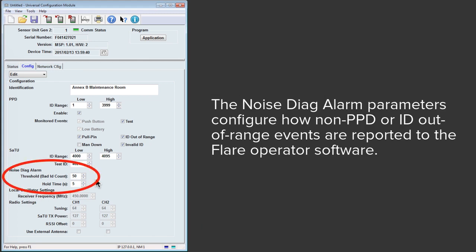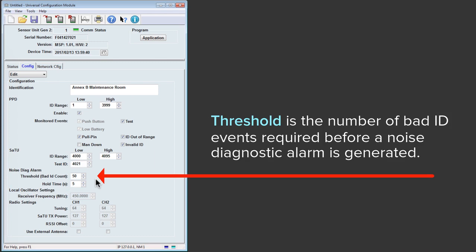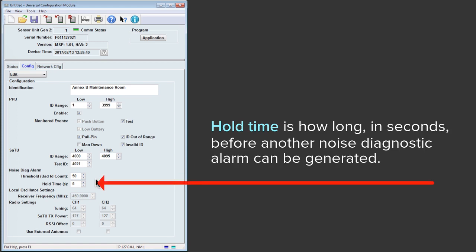The noise diagnostic alarm parameters configure how non-PPD or ID out-of-range events are reported by the Flare operator software. Threshold is the number of bad ID events required before a noise diagnostic alarm is generated. The hold time is how long in seconds before another noise diagnostic alarm can be generated.